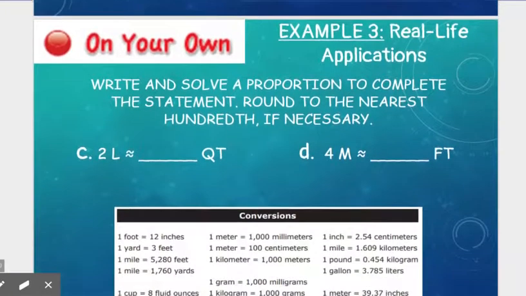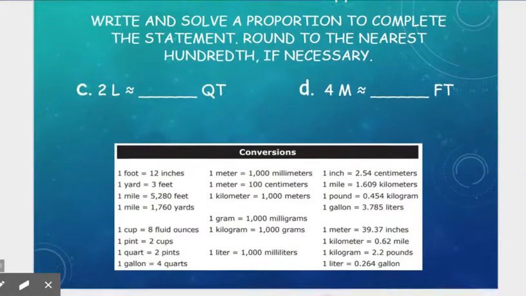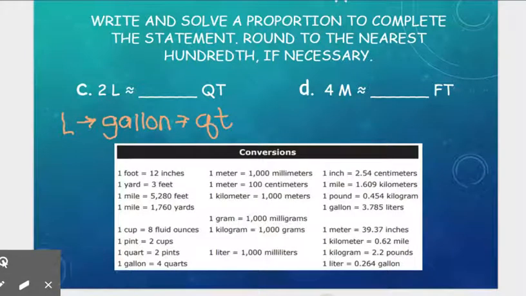Another on your own question is example 3C and example 3D. So these are both going to require that you convert them twice. So for letter C, according to these conversions, you'll need to go from liters to quarts. Well, you'll see that there's not a liters to quarts down here. So my suggestion is to go from liters to gallons to quarts. And then for letter D, 4 meters into feet, you'll also see that there's not a meter into feet, but there is meter into inches. So you'll need to go from meters to inches to feet.